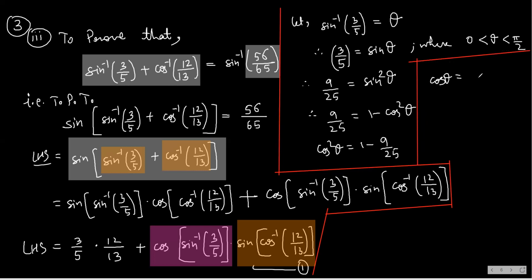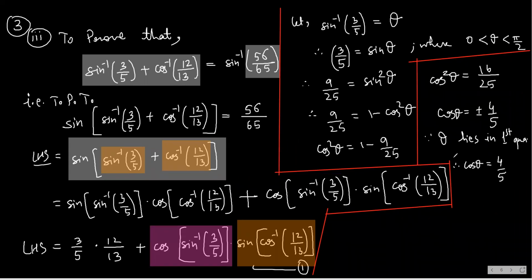One more step I can write before taking the square root. Cos square theta is 25 minus 9 upon 25, that is 16 upon 25. So therefore cos of theta is plus or minus 4 upon 5. But as you know, theta lies in the first quadrant, therefore cos theta has to be positive. So cos theta is 4 upon 5.